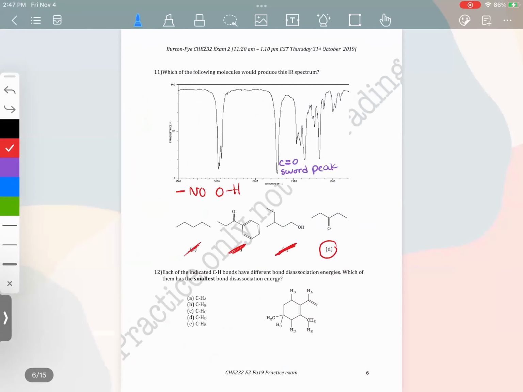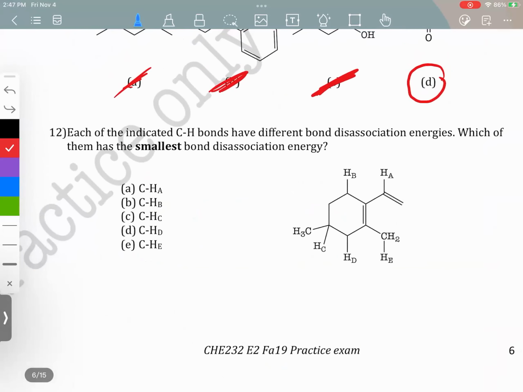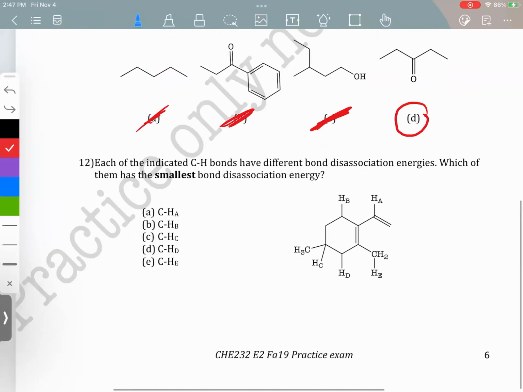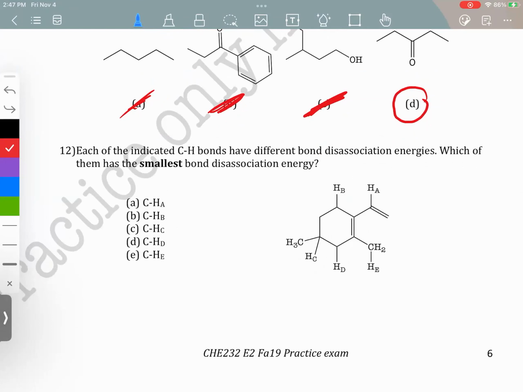Skip a question. What is it? Oh, yeah, whoops. Question 12. Each of the indicated CH bonds have different bond dissociation energies. Which of them has the smallest bond dissociation energy? Depending on what's formed after you break the bonds will help you determine whether you needed a high amount of energy or a low amount of energy.